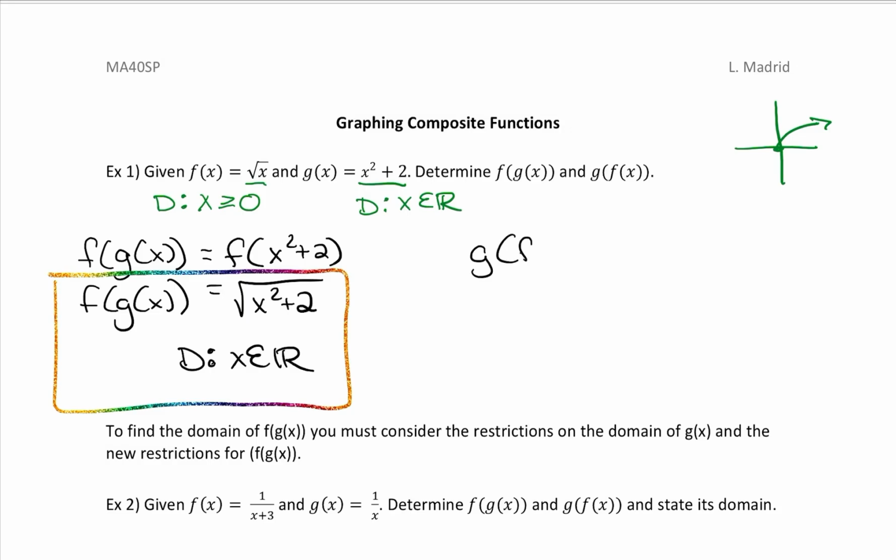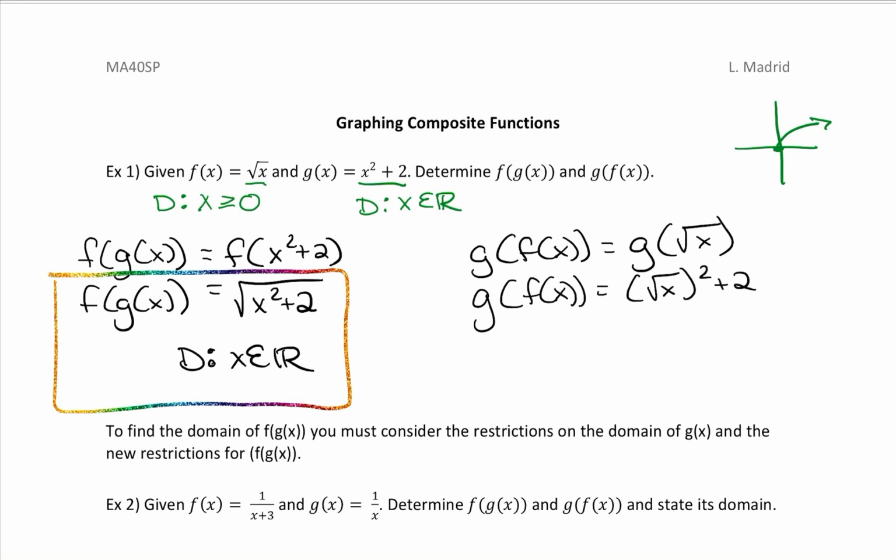If we do it in the opposite order, okay, the first thing we're doing is changing f of x to the square root of x. And now in g, everywhere we have an x, we're changing it to the square root of x. So instead of x squared plus 2, it's the square root of x, squared, plus 2, which just simplifies to x plus 2. So notice that this ends up being linear. However, the restriction on this is not the same as a linear restriction, because remember that our inner function had a restriction of x is greater than or equal to 0. So that is going to actually have to be the restriction on our answer.